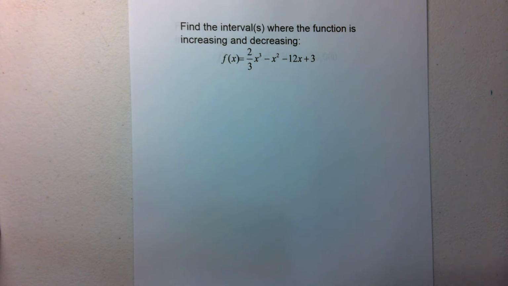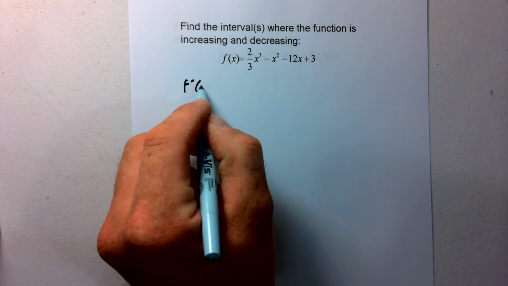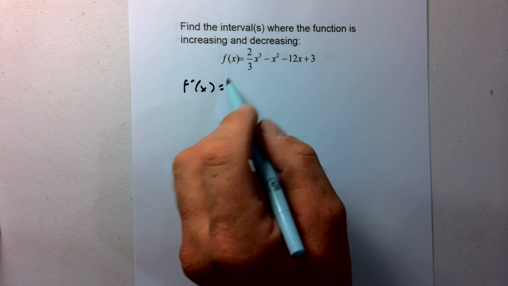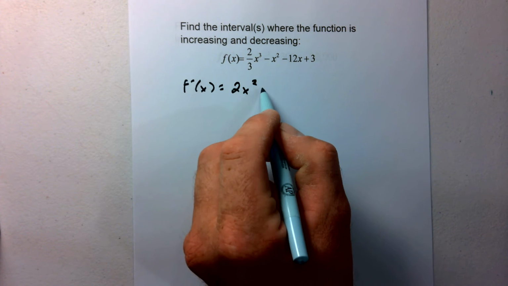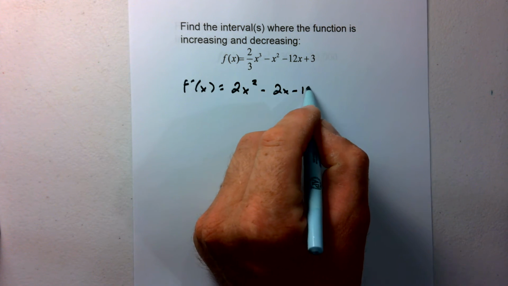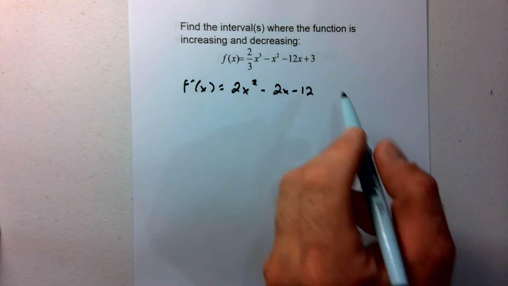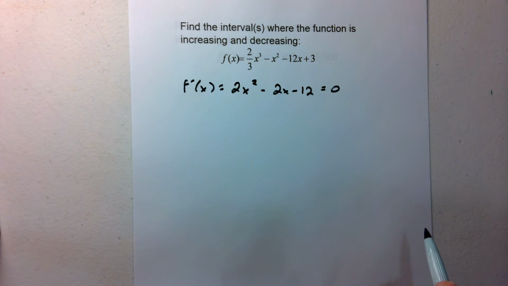We have 2/3 x^3 minus x^2 minus 12x plus 3, and I'm asking you to find the increasing and decreasing intervals. So the first thing we're going to do is find f prime of x. For our derivative, we multiply the 3 by the 2/3, so we get 2x^2 minus 2x minus 12. And we're going to set that equal to 0.